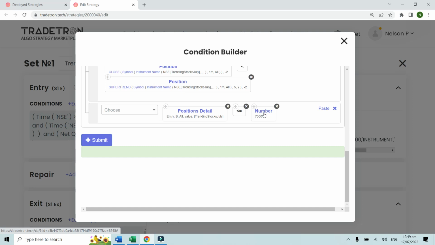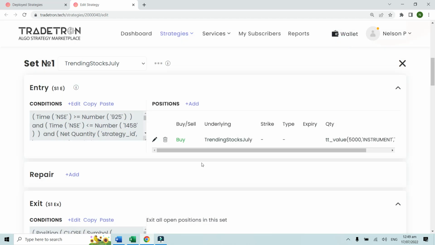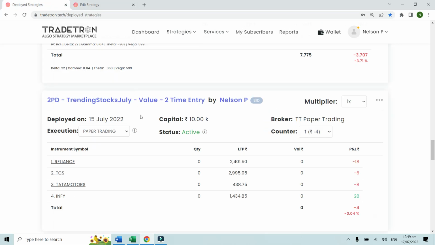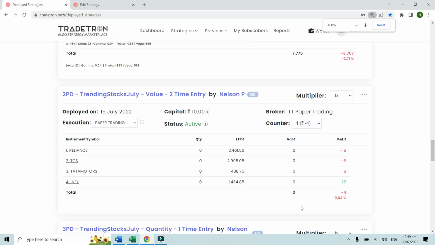So that's how you can use these positions detail keywords to restrict the number of times you want to take entry in each stock on each side, that is either on the buy side or on the sell side. All right, I hope this part was clear, and we will discuss more examples for positions detail in the upcoming videos.